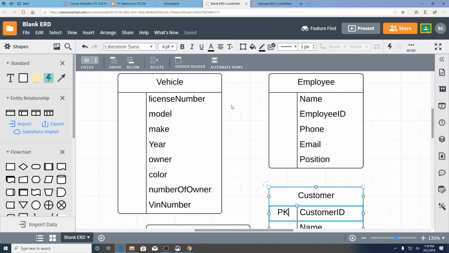So in car, or in vehicle here, there's a couple of things that could make a reasonable key. You could do a vehicle ID and just auto number it. That's actually what I would do. But there are a couple of other things that work as a primary key. Can you think of any? The license number should be unique per vehicle, right? So license number is a good key, what they call a candidate key. There's one other: the VIN number is also unique. So either one of these could also be a primary key, or you could just auto number it.